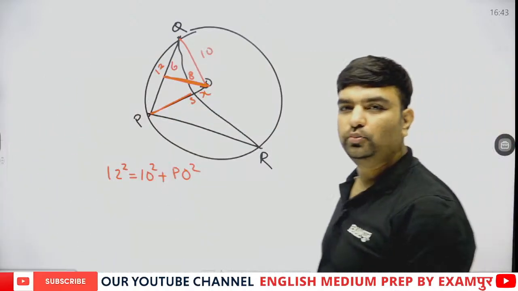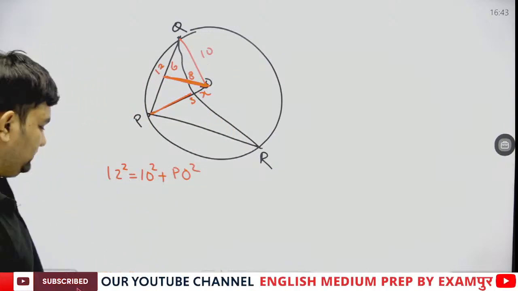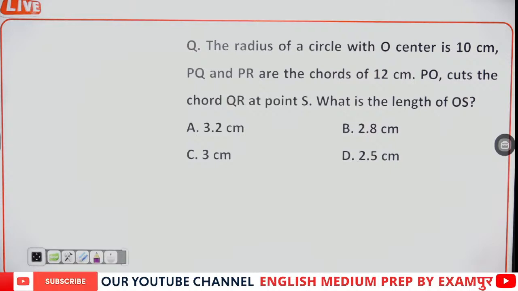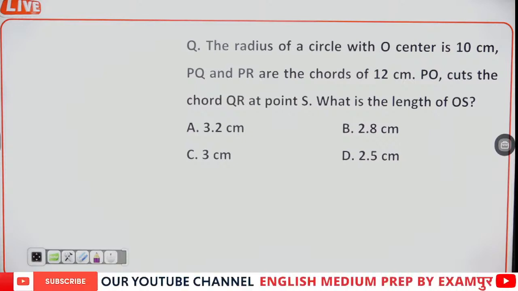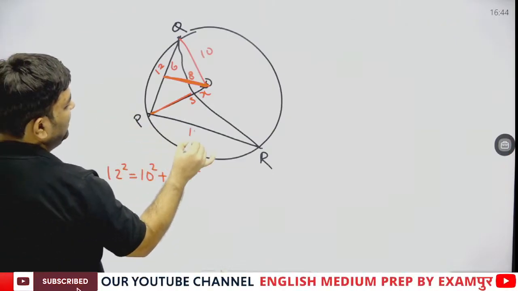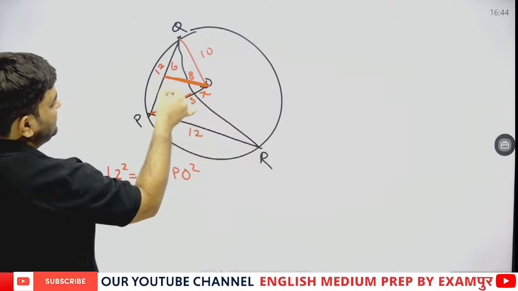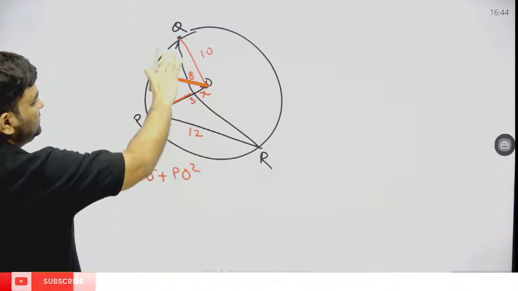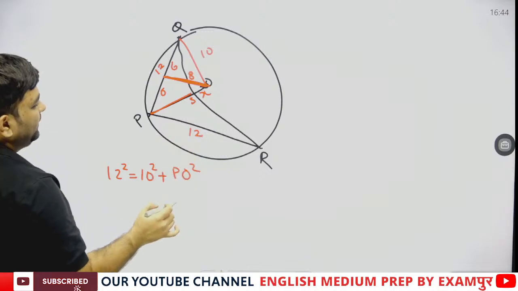I need to watch the question again. Oh. The radius of the circle is 10. PQ and PR are the chords of 12. PO cuts the chord QR at S. 12, 6, 6. Draw the perpendicular. 6, 6, 10, 8. So 12 square, 10 square is equal to PO ka square.